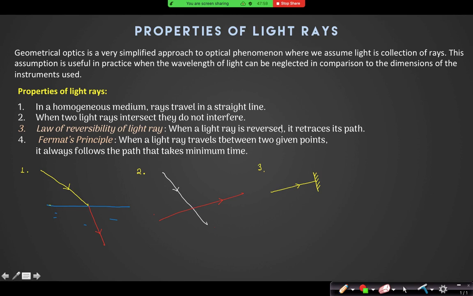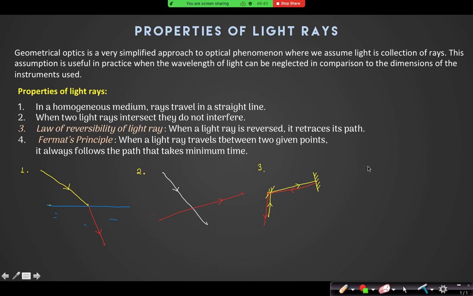Suppose the light ray was bent here like this. Now here if I just reverse that light ray, you will find that after reversal the light ray will follow the same path, right? It is known as law of reversibility of light ray. After reversal the light ray will follow the same path. When it is reversed, it retraces its path.